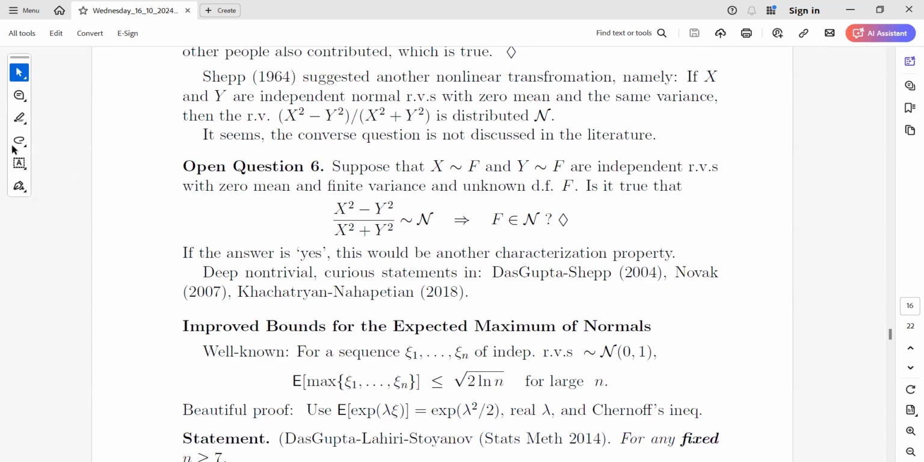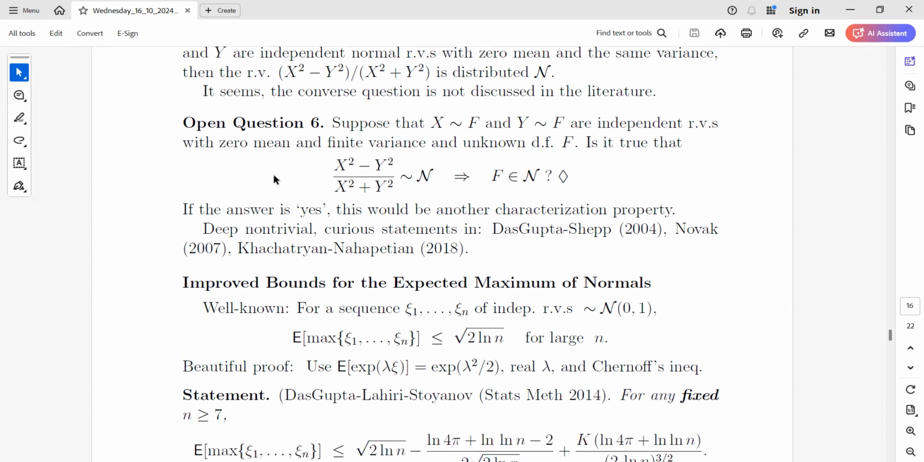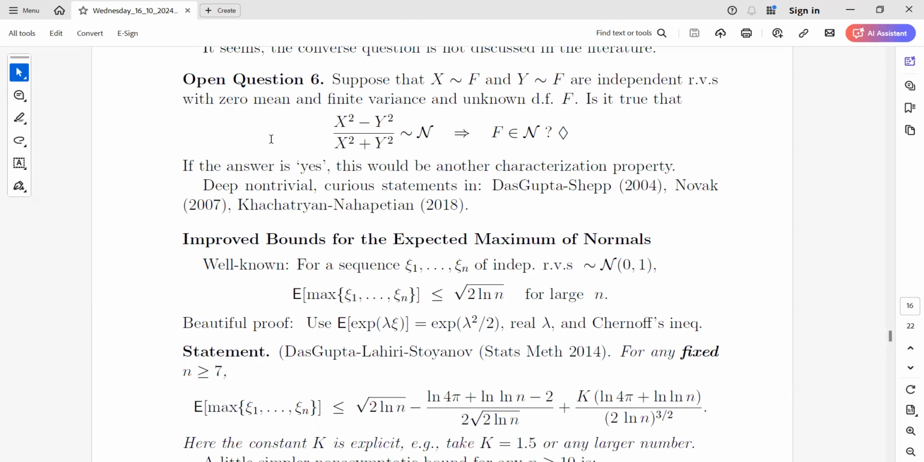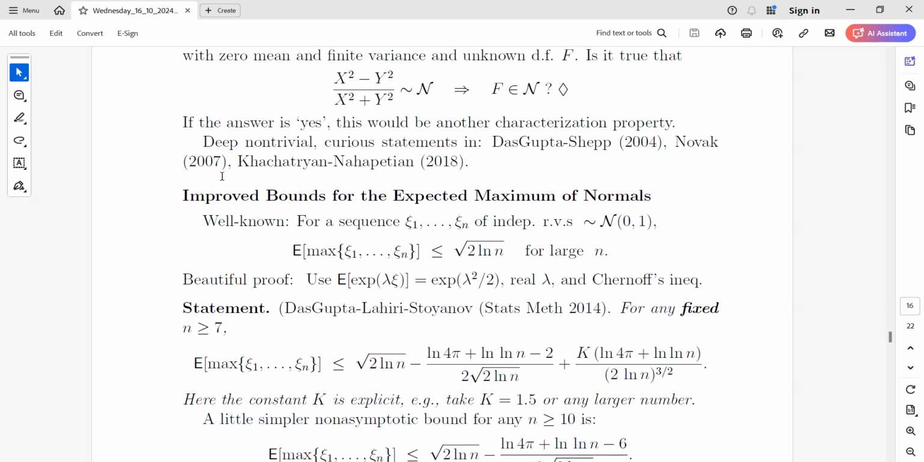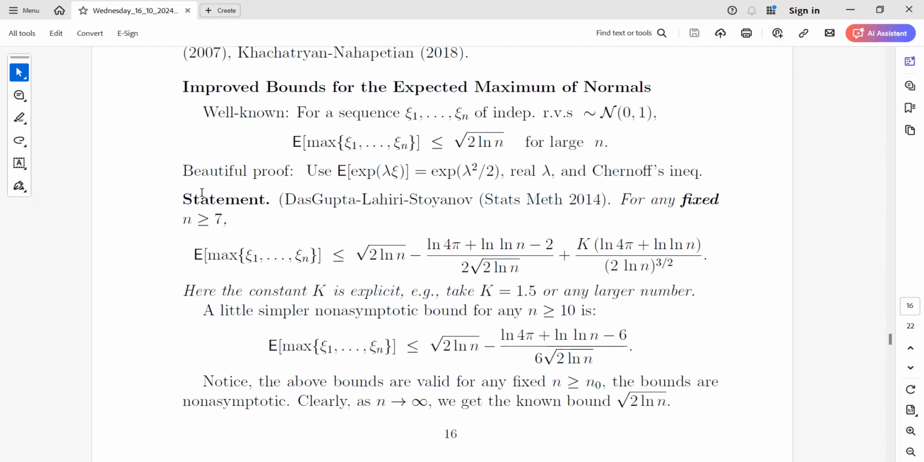Now, one step more. Shepp also suggested that this is another nonlinear function, which I'm showing now. I tried to find in the literature if there is a converse, and I didn't find one. And because of this, I decided to formulate this as an open question 6. If the answer is yes, then we will have another characterization property. I don't know.